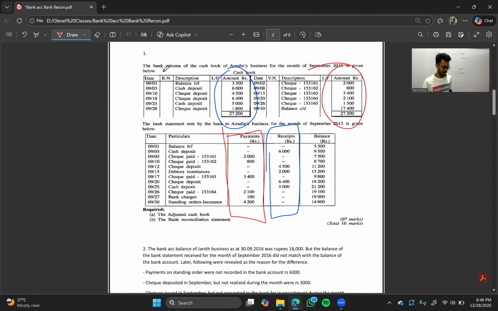You have to cross match to avoid any mismatch. Right? Now we'll see whether it is there or not. The balance, so of course, it is there. Then there is a cash deposit 6,000. It is right.